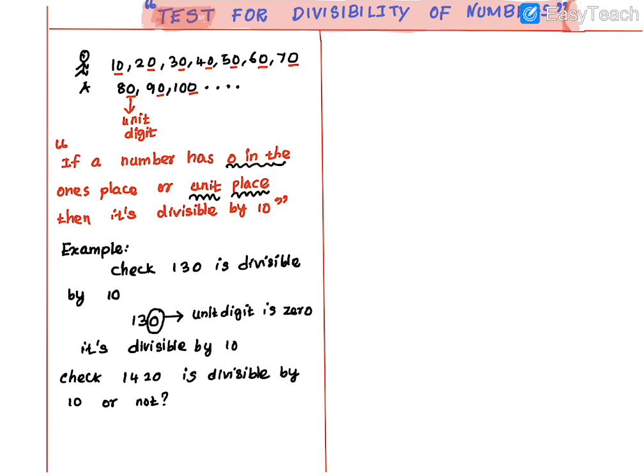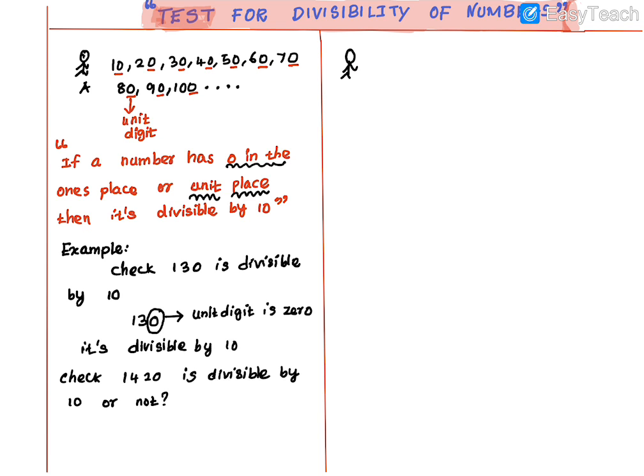For various numbers, we have to check whether they are divisible by 2, 4, 6, 8, 9, or even 10, 3. There is some pattern, so if we follow that pattern, we can easily recognize whether a number is divisible by that number or not.